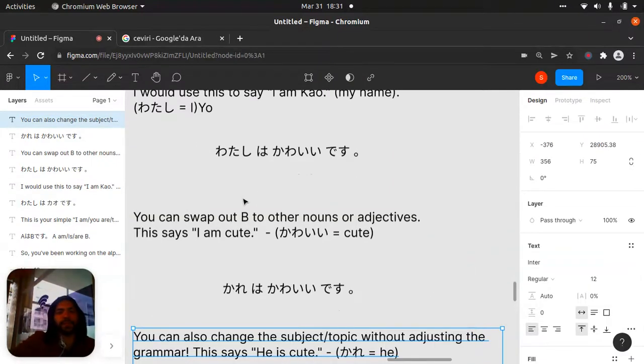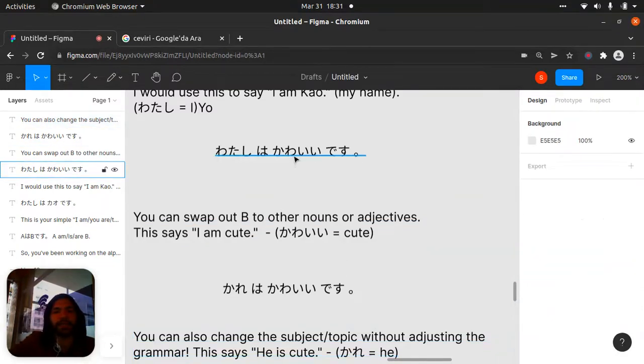Watashi wa kawaii desu. I think kawaii here means cute. It's saying I'm cute. You can swap out B to other nouns or adjectives. This says I'm cute. So desu is the verb, wa is the topic marker, and this one is the noun like I, you, he, she, anything like that. The other point is am, is, are between A and B.